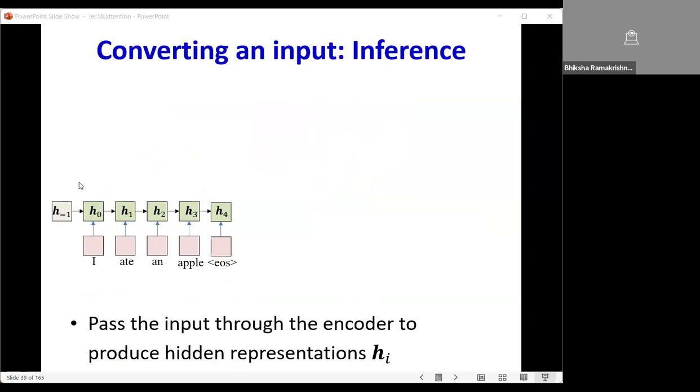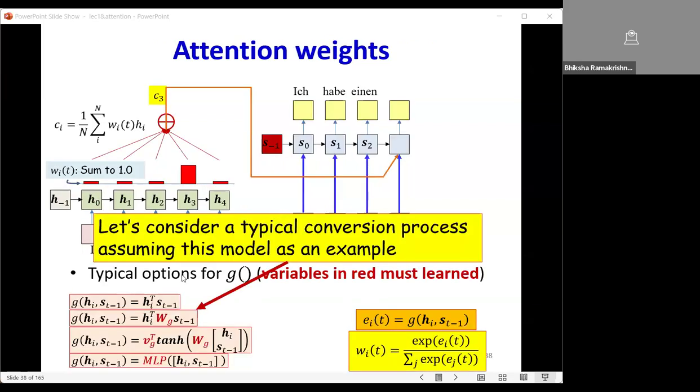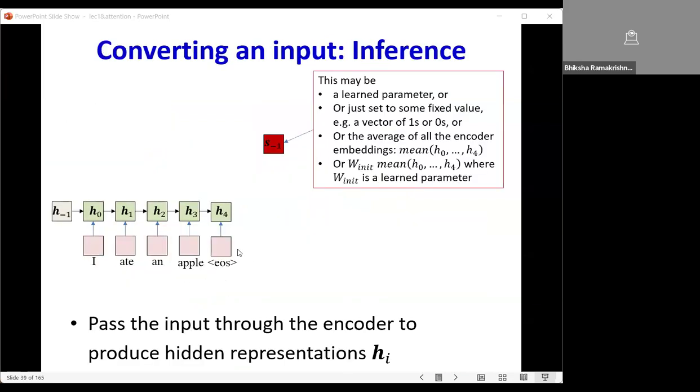So you'd have the input. Initially, the input is going to be processed by the encoder. You'd have a hidden state computed for each input word. And then on the decoder side, the decoder has an initial hidden state, which could be a learned parameter or a fixed vector of all ones or all zeros. All of these have been tried and reported, or you could even take an average of these guys as the initial hidden state or some transform of it.